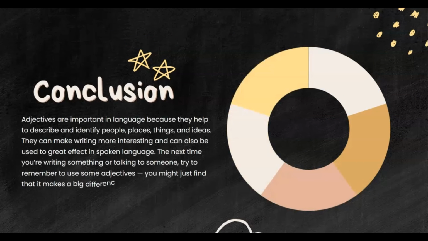All right, so that is the end of our lesson. Like I said, my classes will be very short, brief, and to the point. So remember, adjectives are important in language because they help to describe and identify people, places, things, and ideas. They can make writing more interesting and can also be used to great effect in spoken language. Adjectives are like baking powder to your sentences. They add a little something, flavor to your everyday speech or your writing. The beautiful girl walked into the classroom with her new school bag. New, beautiful, these are all adjectives describing nouns.